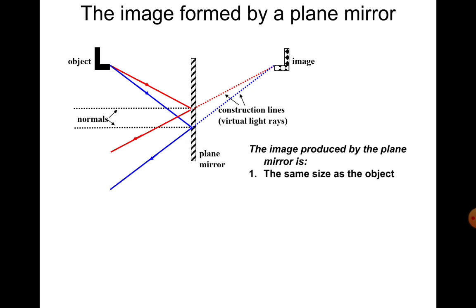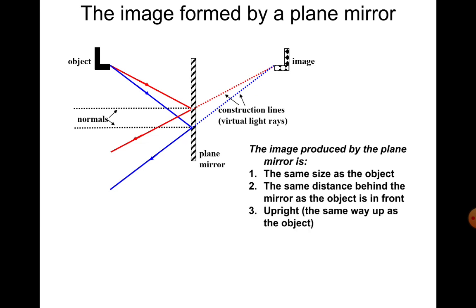Now, what can we say about the object and the image? First of all, they have the same size. The image is the same distance behind the mirror as the object is in front, and the image is upright, the same way up as the object. When we look from back to front compared with the object, we get a lateral inversion. And we call the image virtual.